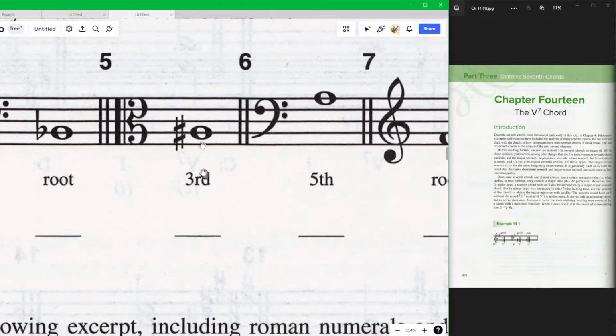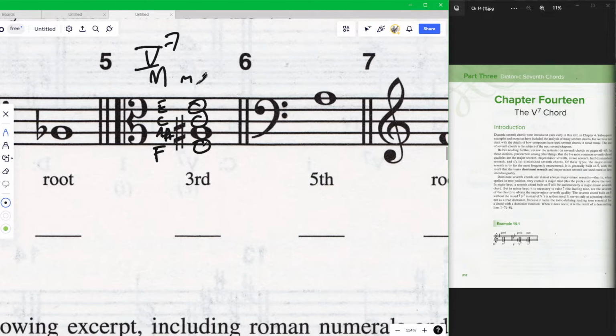Now, we are given a 3rd. This is the 3rd of a chord. So that means here's the root, here's going to be the 5th, and here's going to be the 7th. Now let's see what we have. This is F. Whoops. F. This is A sharp. This is C. And this is E. Okay. Now the interesting thing, now you have to look at the quality. We need a major triad with a minor 7th.